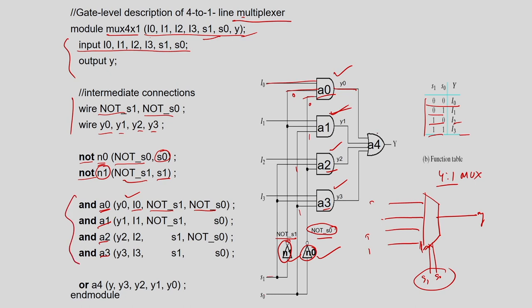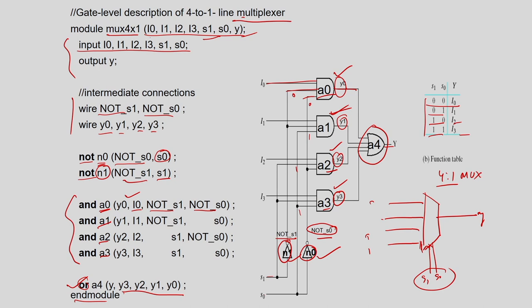The only thing left is the instantiation of the OR gate. So, what have I done here? I just say A4 is an OR gate and the inputs are Y0, Y1, Y2 and Y3. I just make this and my output is Y. Then endmodule. So, this is my gate level description of this multiplexer. Okay, I hope you understand this.